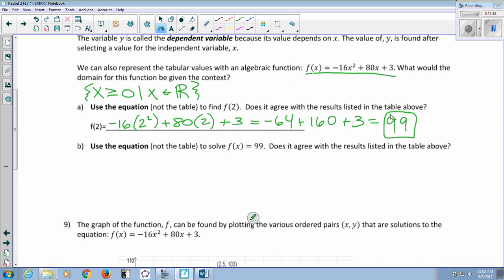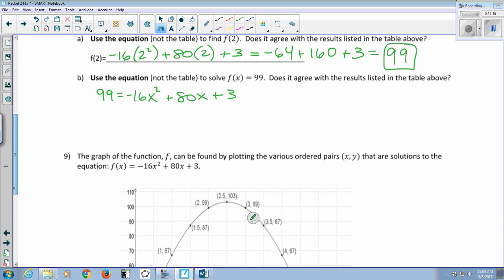So now I want to use the equation, not the table, to solve f of x equals 99. So I'm solving for x, and I want the output to be 99. I want the y to be 99. So I want 99 equal to negative 16x squared plus 80x plus 3. Now I already know that the answer should be 2, right? Because when I put a 2 in, I get 99. So if I have an output of 99, the input that creates it should be 2. But we're going to solve it just for fun, practice.